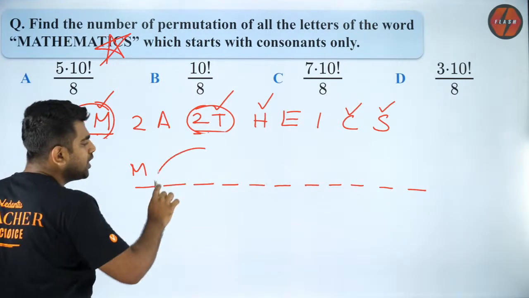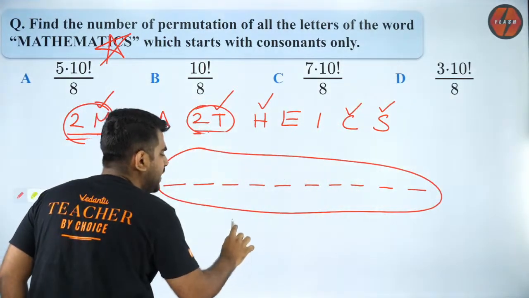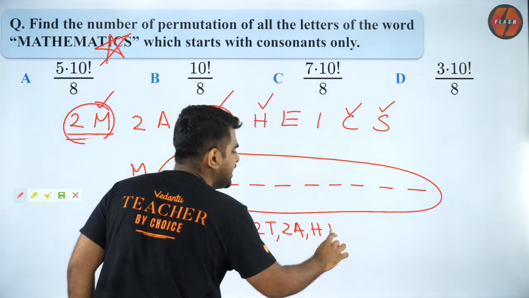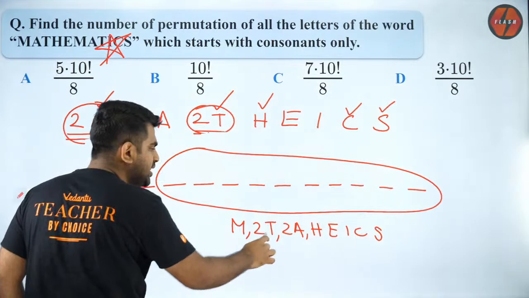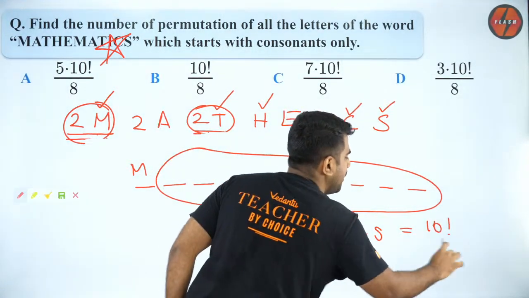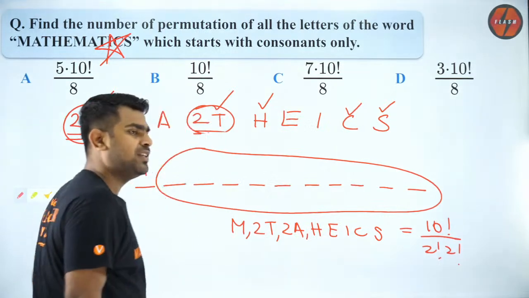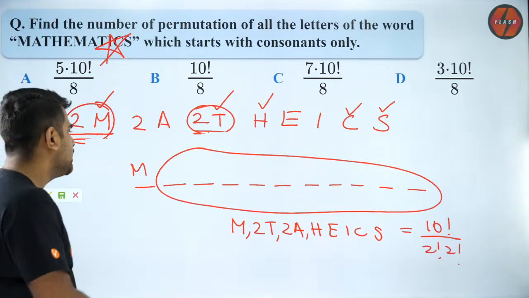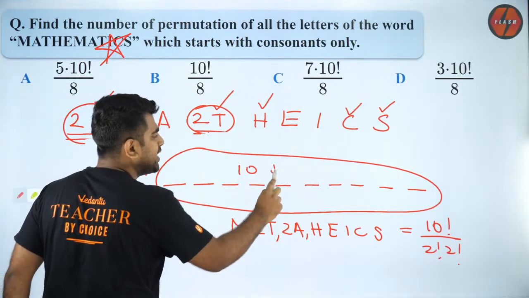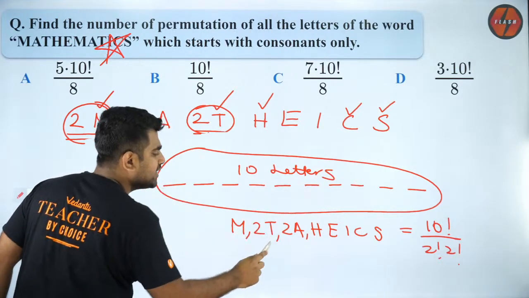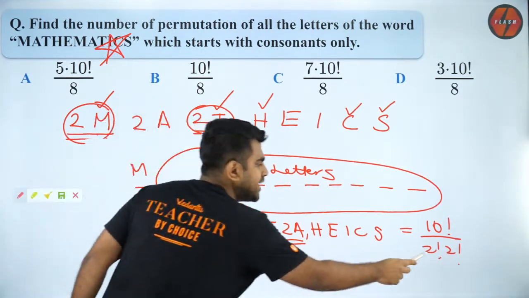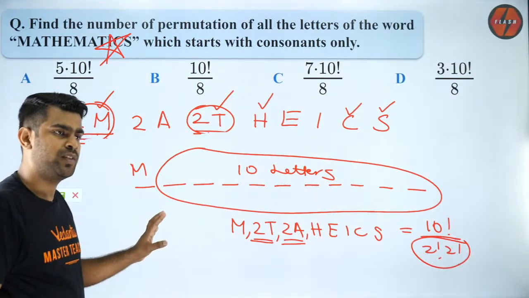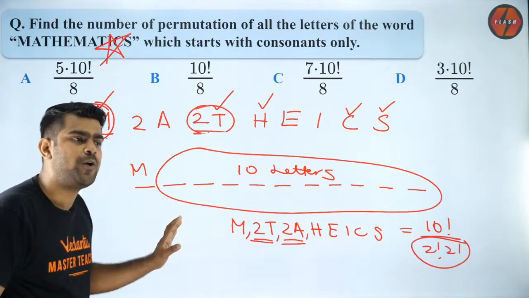Now all these, what will it have? It will have M, it will have 2 T's, it will have 2 A's, and it will have H, E, I, C, S. So this is nothing but 10 factorial by 2 factorial 2 factorial. Is this easy to understand? Because this is 10 letters, and in that 2 T's and 2 A's are there. So that is why I divided by 2 factorial 2 factorial. Are you guys able to understand now? Everybody is able to follow that?